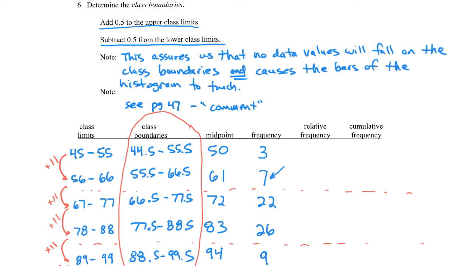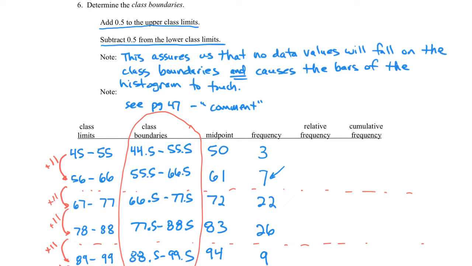So we're going to make them with these class boundaries, but a lot of times when you see them in reality, they might use class midpoints, or they'll make them a little easier to see. So when you get a chance, just take a look at that little paragraph there. It says comment, and then they talk about the use of histograms.